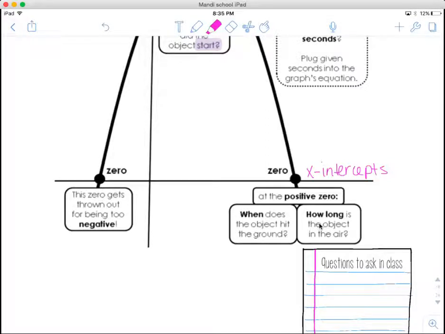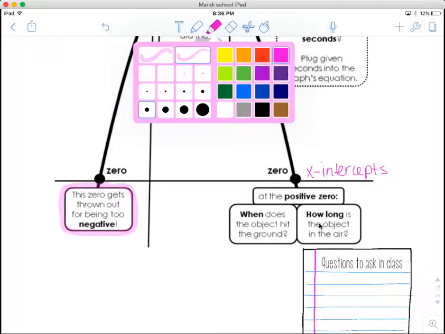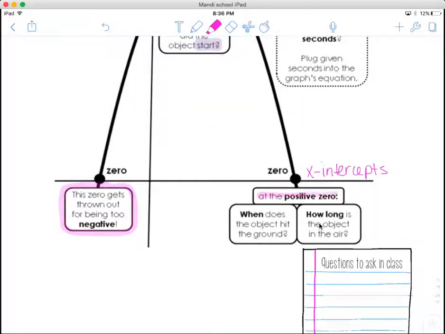So let's look at this negative one. Usually we don't have the negative one because, like I said, that x-intercept is usually before where the height started. Now, in the case of a rocket or something being launched from the ground, that should be at 0. Usually what we're looking for is the positive zero. So it tells us two possible things that can answer either question: when does the object hit the ground, or how long is the object in the air?